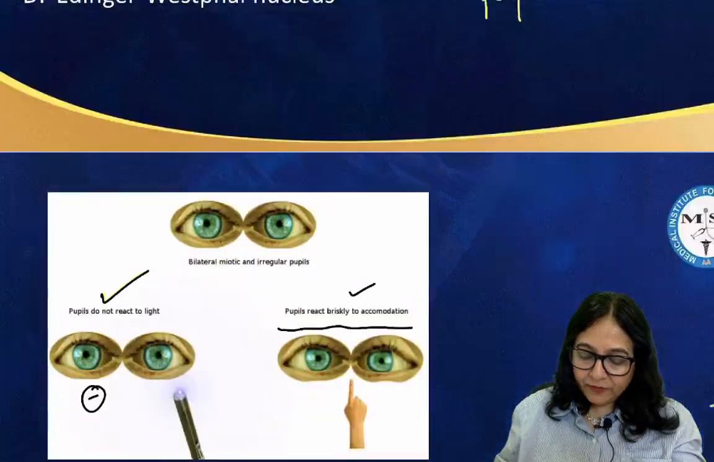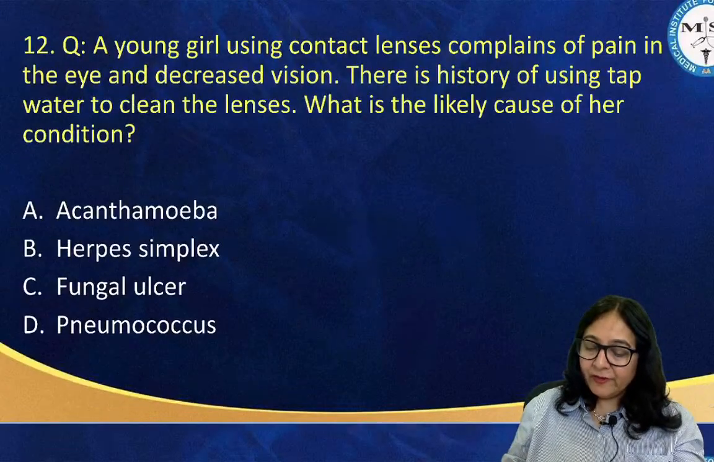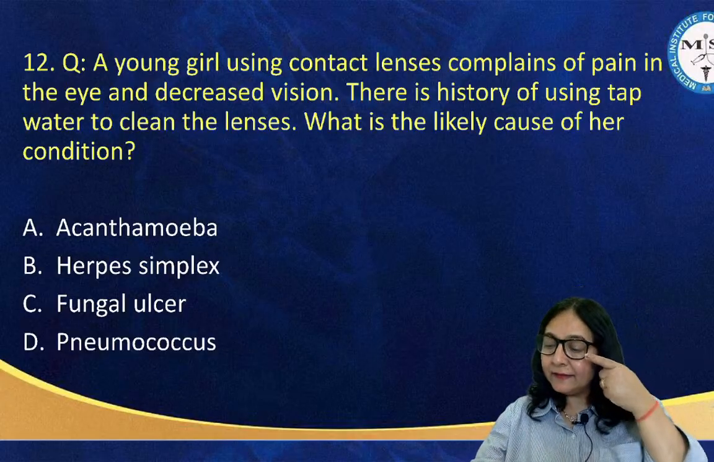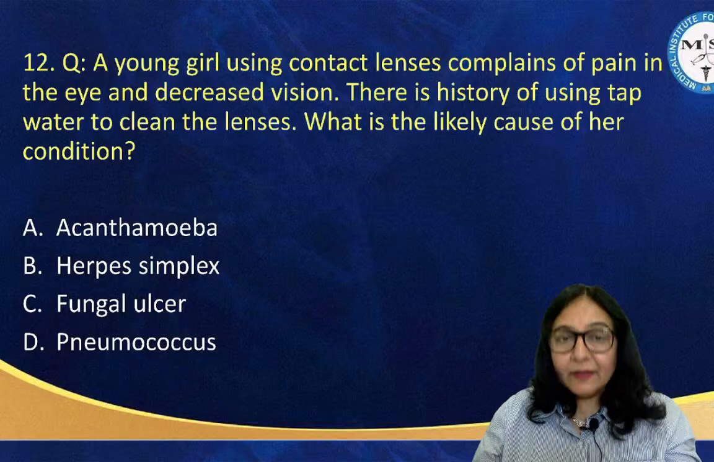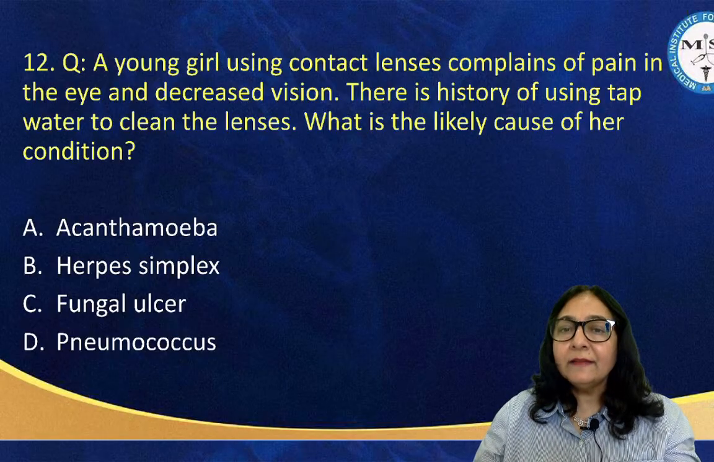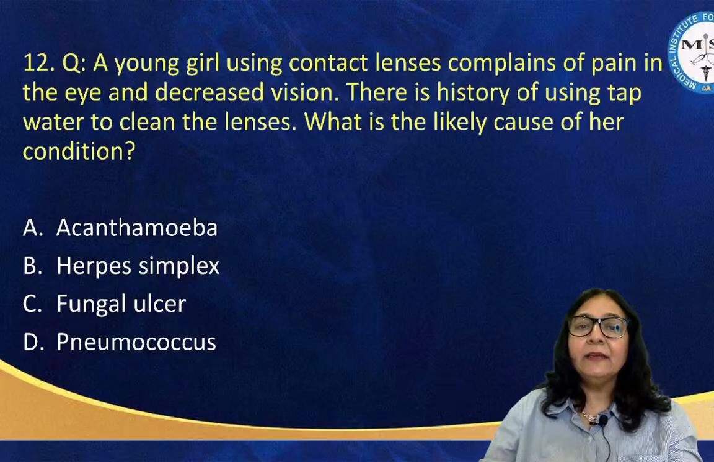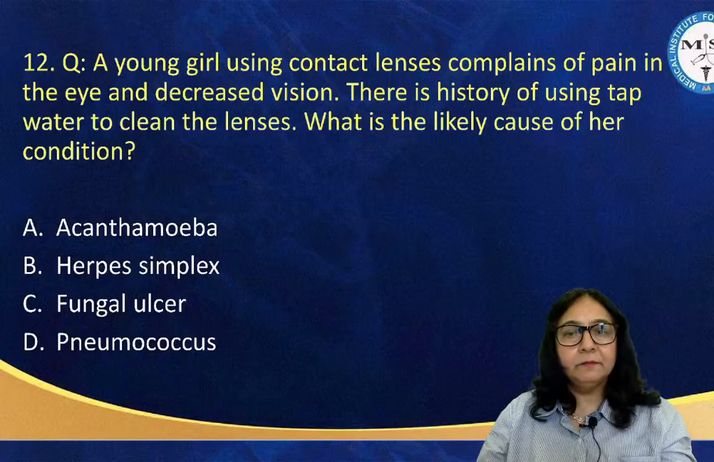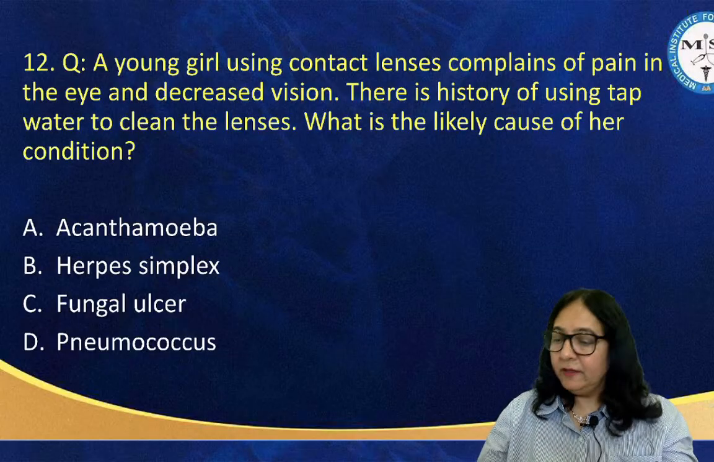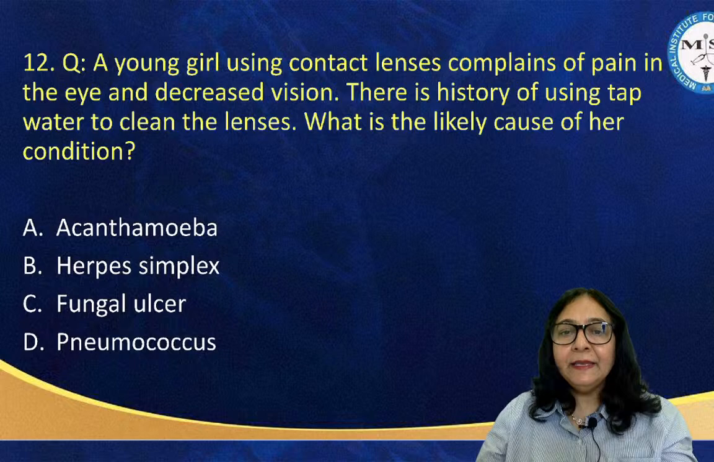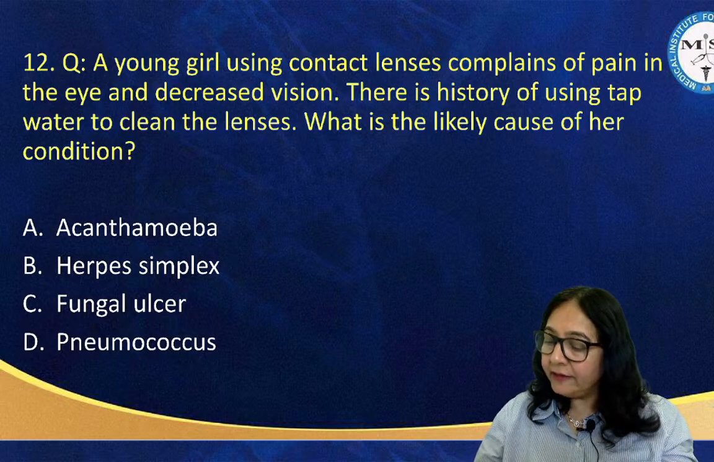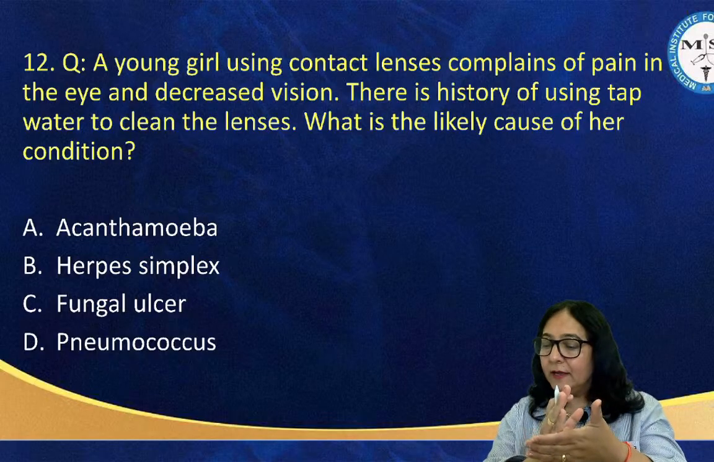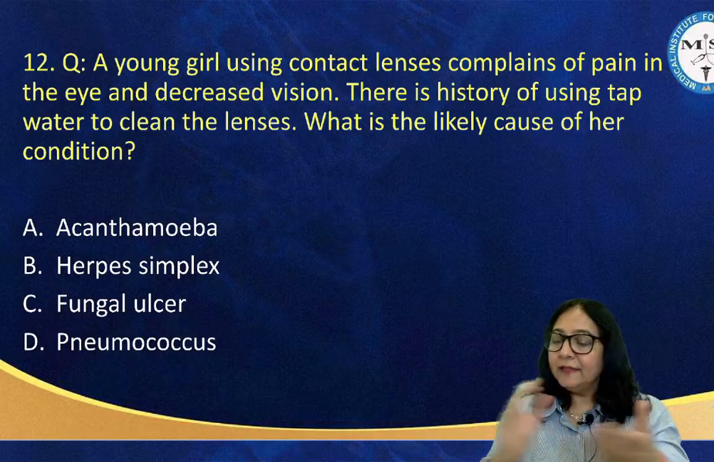Okay. Moving to the next question, beta. This was a question related to a corneal ulcer with a history of contact lenses. Is that correct? A young girl using contact lenses complains of pain in the eye and decreased vision. There is a history of using tap water or unclean water for lens cleaning. What is the likely cause for her condition? So some question related to contact lenses with unhygienic practices to clean the lenses.